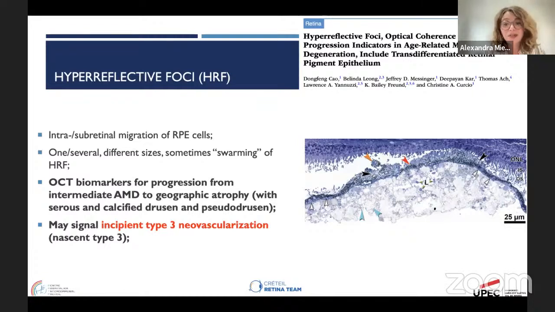And as you all know, hyperreflective foci have different significations in different retinal diseases. But in the specific case of age-related macular degeneration, they may suggest either a progression from intermediate AMD to geographic atrophy in the context of serous or calcified drusen or pseudodrusen, but also may signal incipient type 3 neovascularization. And what are these hyperreflective foci per se? When we look at the histology, and this is another paper from Christine Curcio, these are actually RPE cells that will migrate intra or subretinally.